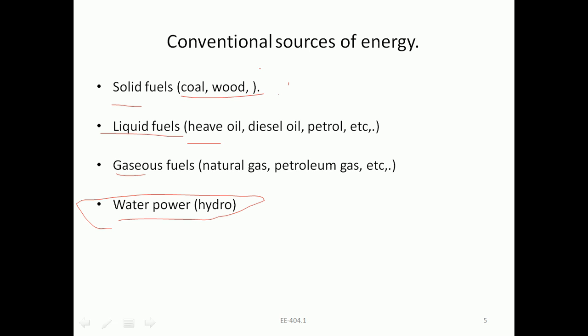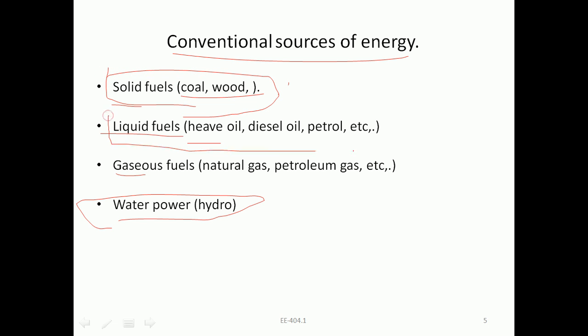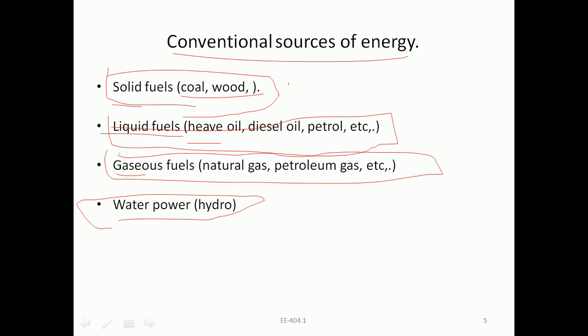Conventional sources, whatever we are using, will not be available after some time. Conventional sources give a net energy pool. From solid fuels we get net power, from liquid fuels we get a net power source, and from gaseous fuels we also get net power. From water, we cannot burn the water, but the kinetic energy of the water is transferred to mechanical and then from mechanical to electrical.